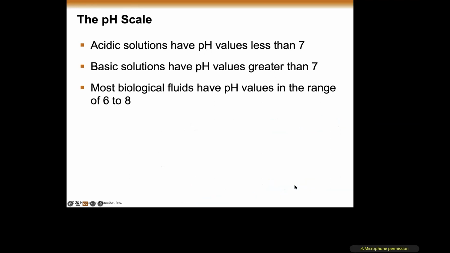So what is an acidic solution? Acidic solutions are solutions that have a pH of less than 7, and a basic or alkaline solution has one that's greater than 7. 7 is neutral. Most of your biological fluids are going to be in the range between 6 and 8. It really depends. The stomach is way low, very acidic. Then you have your intestines, where certain parts are going to be more basic. Your blood is going to be 7.4, which is more neutral. So it depends on the organ and the fluid.